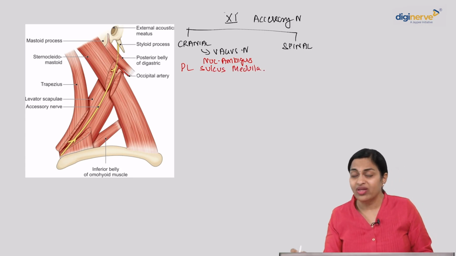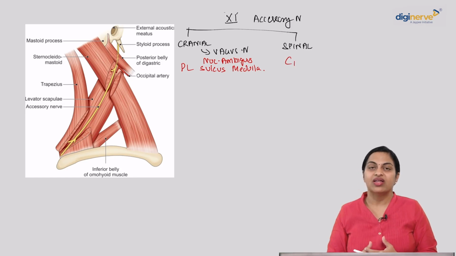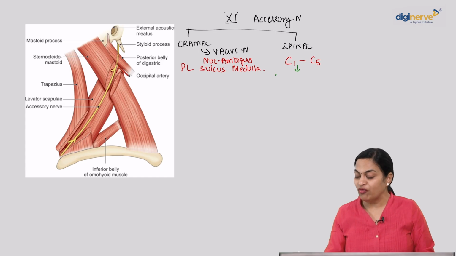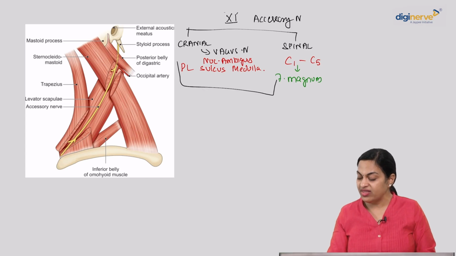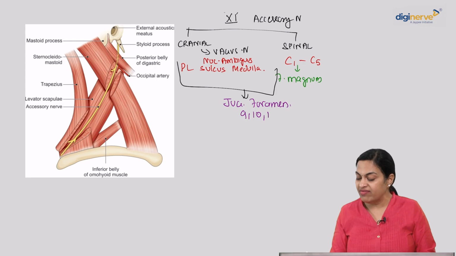Spinal accessory, why do you think it's called spinal accessory? It is going to come from the anterior gray horn, the motor neurons in the C1 to C5 spinal segment. And then it will pass through the foramen magnum to enter the cranial cavity. Now, both this cranial and the spinal accessory nerve, they pass through which foramen? The intermediate compartment of the jugular foramen, the 9, 10 and 11 cranial nerve.